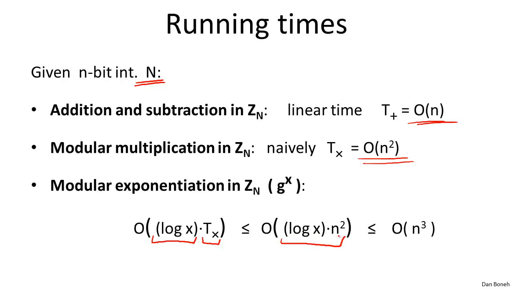And since X is always going to be less than N, by Fermat's theorem, there's no point in raising G to a power that's larger than the modulus. So X is going to be less than N. Let's suppose that X is also an n-bit integer. Then really exponentiation is a cubic time algorithm. So that's what I wanted you to remember, that exponentiation is actually relatively slow.